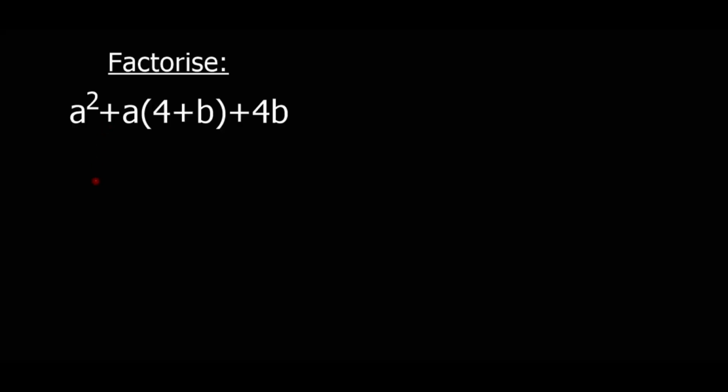What if o na le something like this one? Question A, refactorize. So ge o na le something like this one, the first thing o tlo make sure o break out a bracket and then re tlo re a times 4. A times 4 ke 4a and then a times b ke ab.